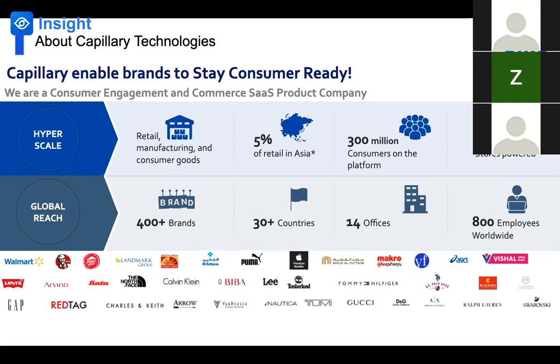We have 300 million consumers on the platform. We power over 35,000 stores globally. We work with 400 brands. Some of the top brands that we work with are listed below, for example Walmart, KFC, Pizza Hut, Landmark, Aditya Birla Group. We operate out of 30 countries. We have 14 offices, and we have over 800 employees worldwide. This was important because it shows how much data we have to power all our AI initiatives.